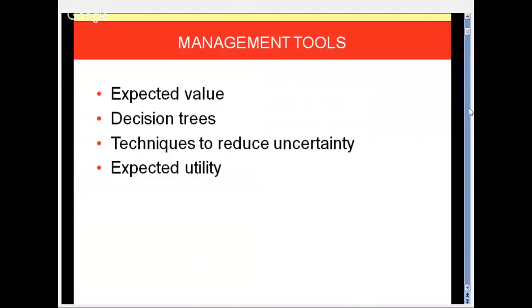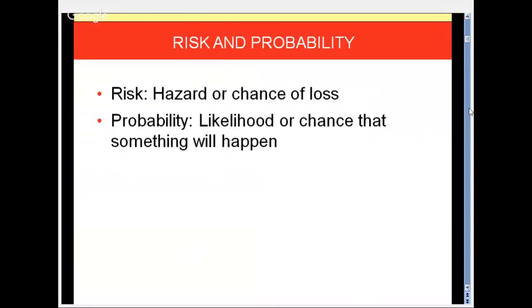Okay. We're going to use expected value. It's just math. And expected value ends up being an average, usually a weighted average. Decision trees are going to be a lot like the decision trees we used in game theory. Techniques to reduce uncertainty and expected utility will tell us our attitude towards risk.